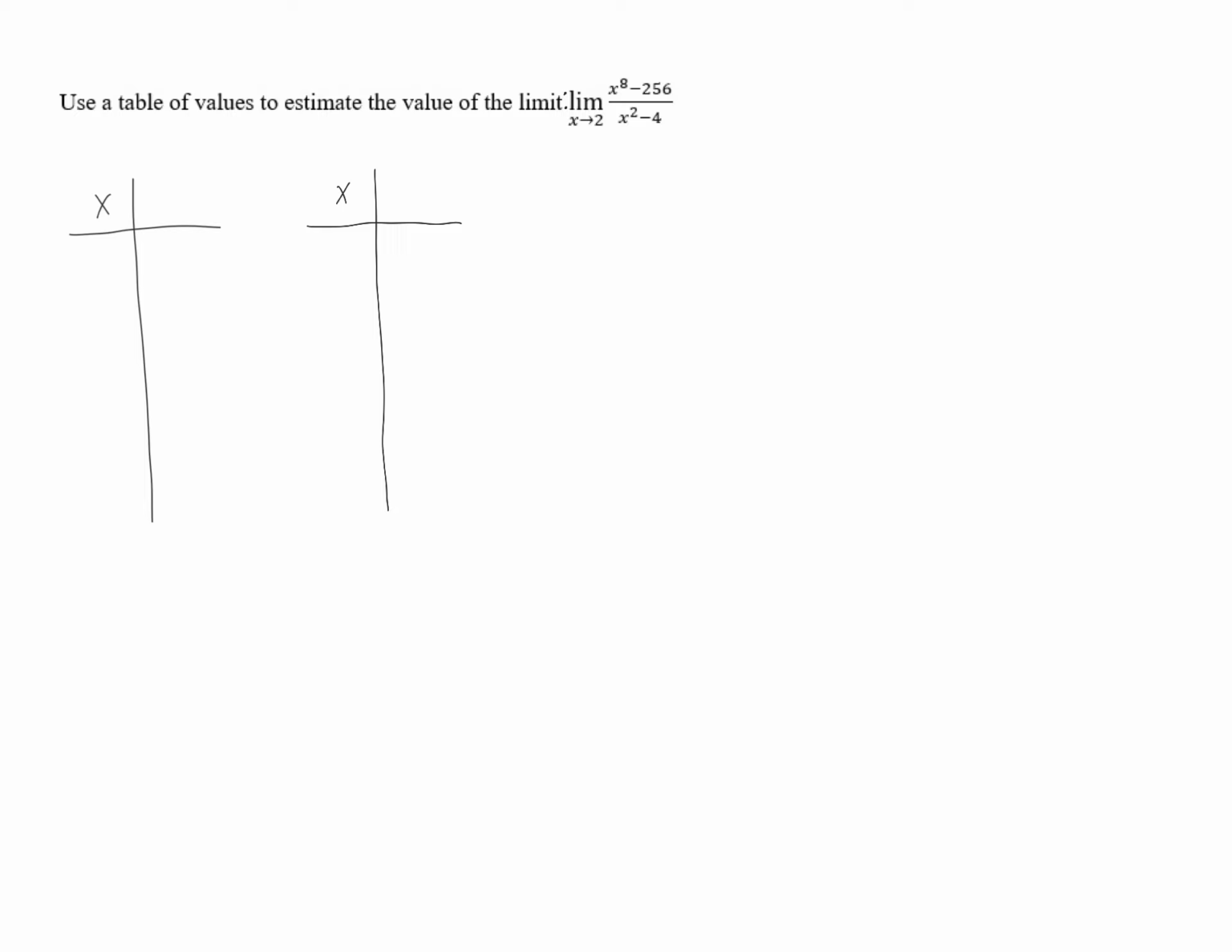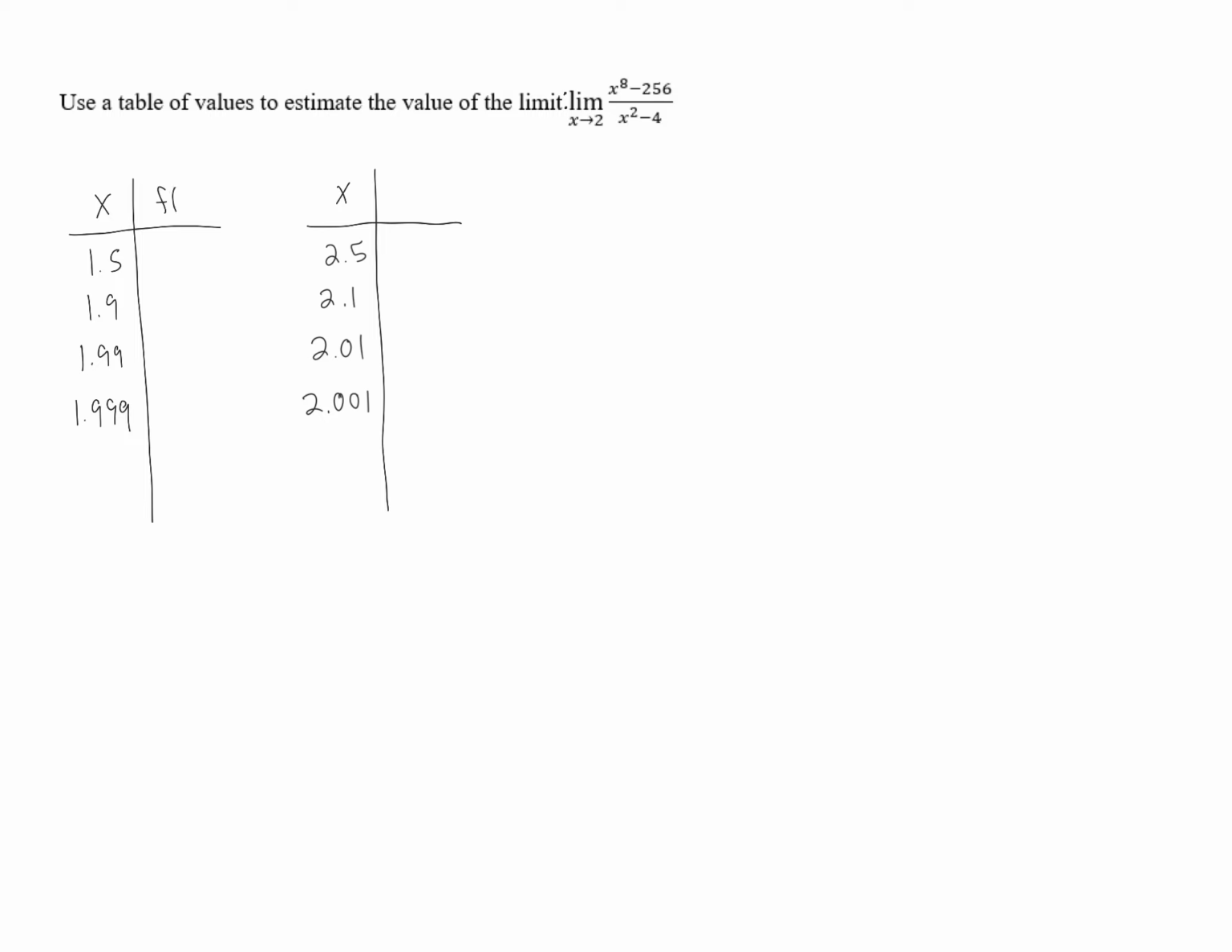of x that are less than 2, like 1.5 maybe, 1.9, 1.99, and 1.999. These are values that are approaching 2 from the left on the number line. And we also want ones that are greater than 2, such as 2.5, 2.1, 2.01, and 2.001.